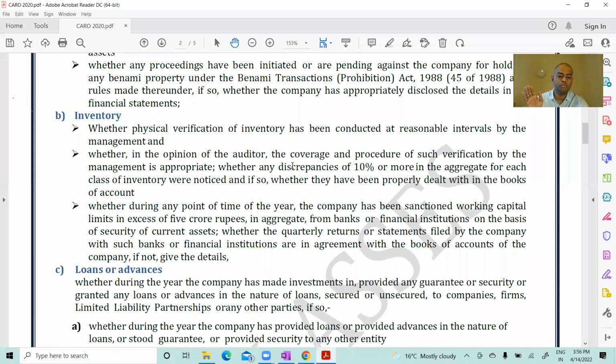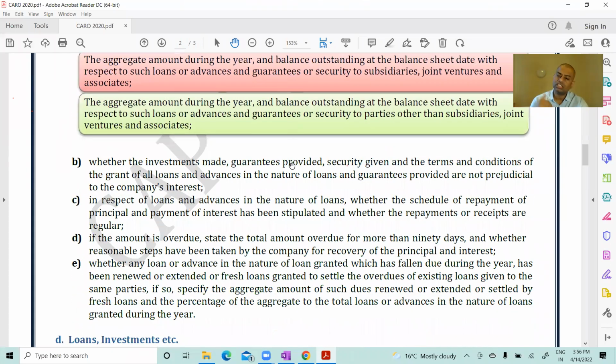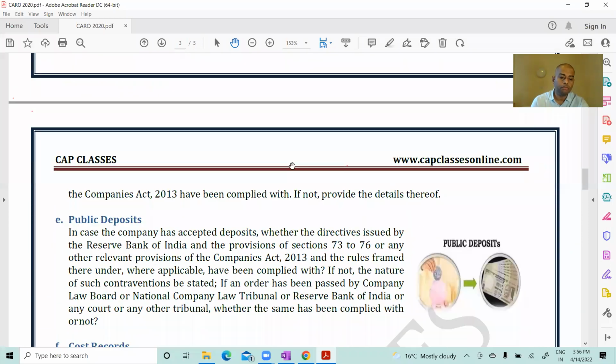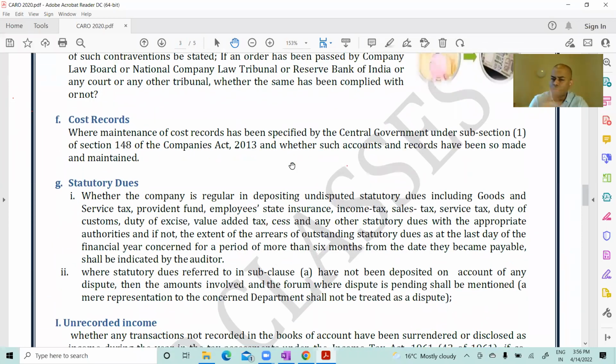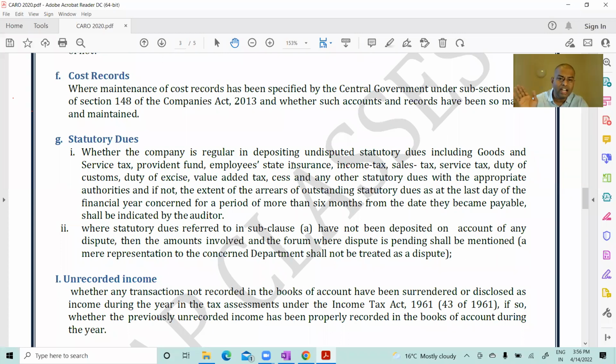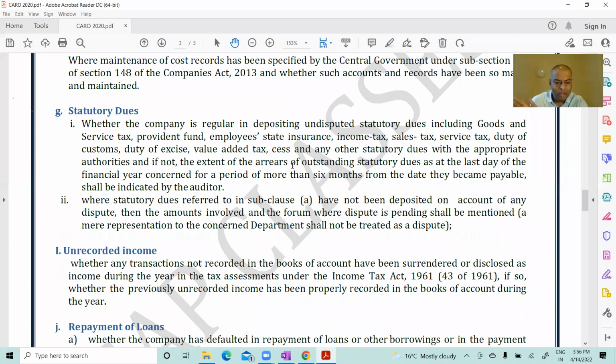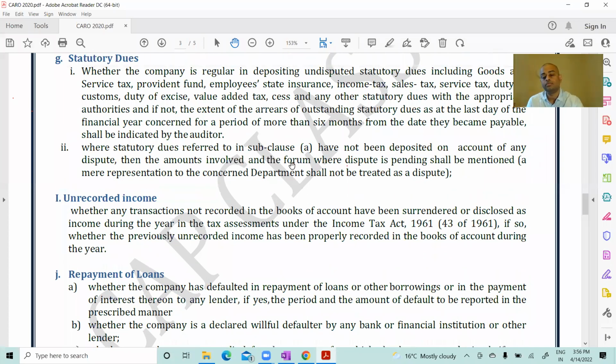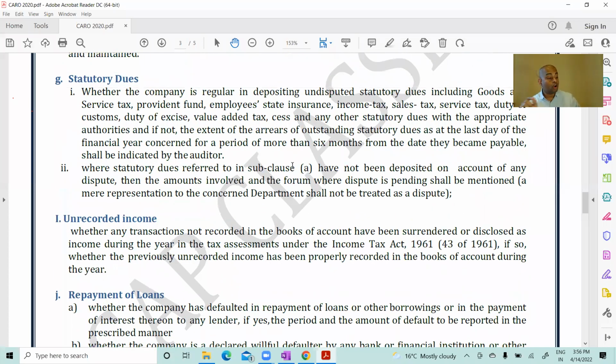Inventory, same old point, nothing new. Loans and advances, same old point. Then loans, investments, same old point. Public deposits, as it is, copy paste. Cost records, old and new, copy paste. Statutory dues, copy paste. Unrecorded income, put a star mark. New point. Unrecorded income. This was not there in Caro 2016.